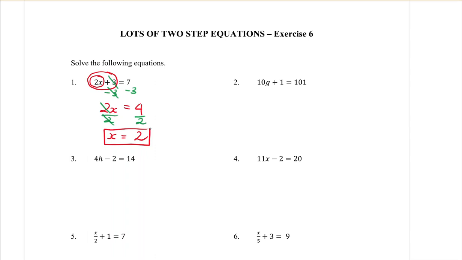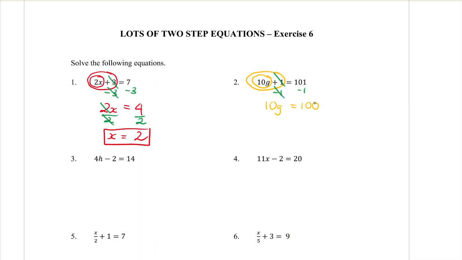Let's try the second one. I have got 10 times g, that's my first inside layer, and then plus 1 on the outside. So doing the opposite, I want to subtract 1. Cross off. Plus 1 minus 1 cancels. Write down what is left. I have got 10g on the left. 101 minus 1 makes 100.